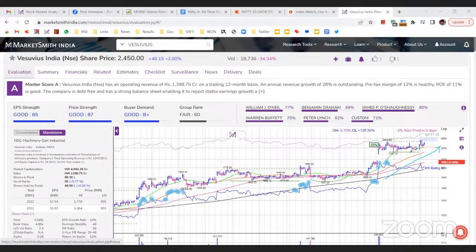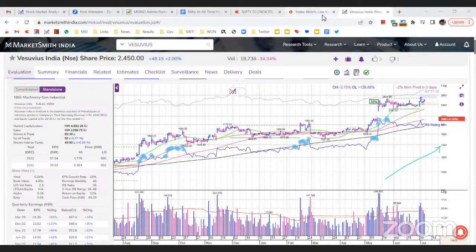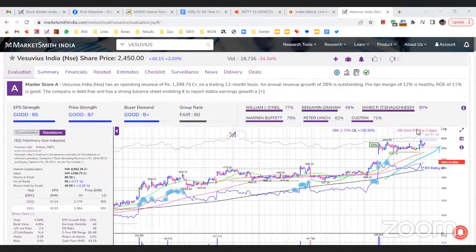Buyer demand is also very good, which is B plus. That is indicating a good amount of accumulation happening in the stock. You can see here most of the blue bars are above average volumes and red bars are below average most of the times. That is the reason that indicates accumulation happening in the stock. Ratings wise, it is looking very good.